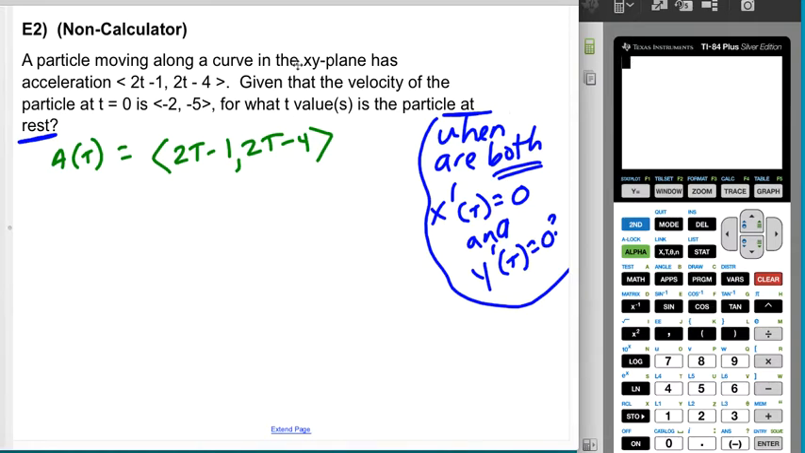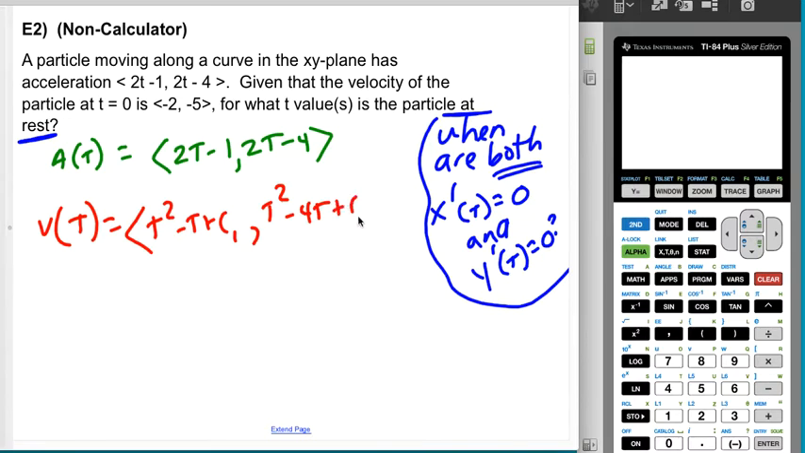So in order to do that, I really need to find both components of the velocity. So v of t, right? V of t is going to be what happens when I integrate this. So I'm going to get t squared minus t plus some constant c. And I'm going to get t squared minus 4t plus some other constant. So I use c sub 1 and c sub 2.